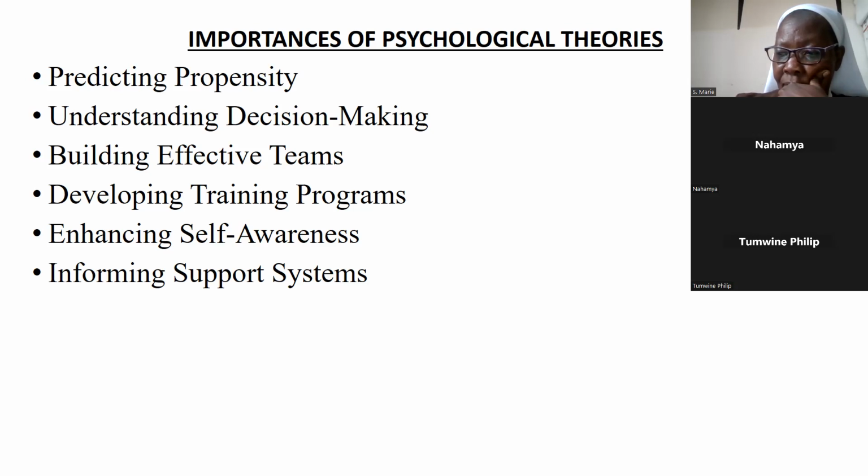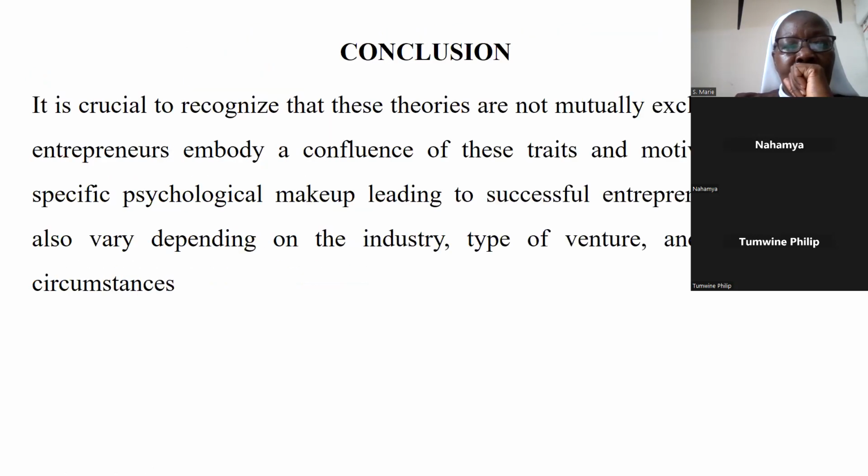Lastly, informing support systems. By highlighting the psychological demands of entrepreneurship, these theories can inform the development of better support systems. This includes mentorship programs, networking groups, and mental health resources specifically designed to address the unique challenges faced by entrepreneurs. In conclusion, it is crucial to recognize that these theories are not mutually exclusive. Many entrepreneurs embody a confluence of these traits and motivations. The specific psychological makeup leading to successful entrepreneurship can also vary depending on the industry, type of venture, and individual circumstances. By understanding these psychological underpinnings, we gain valuable insights into the driving forces that propel individuals to embark on their entrepreneurial journeys. Thank you for listening to us.